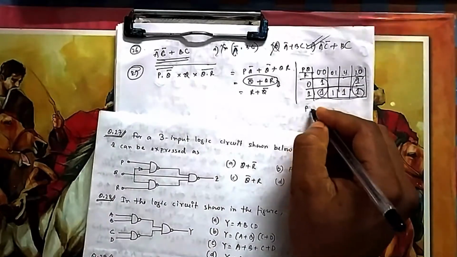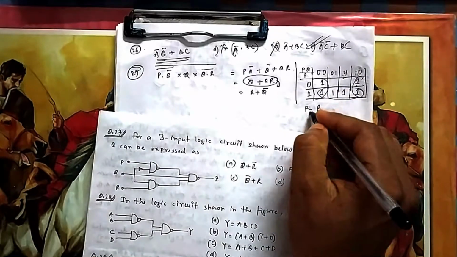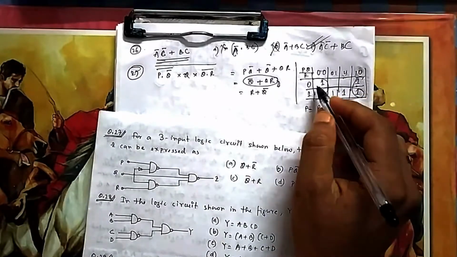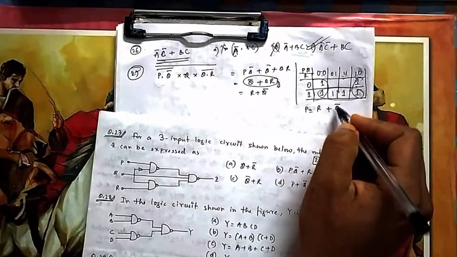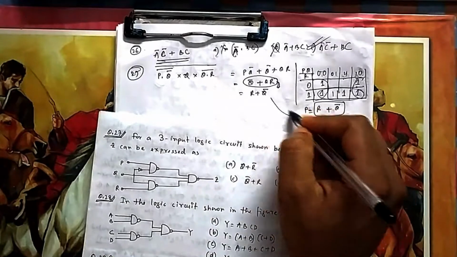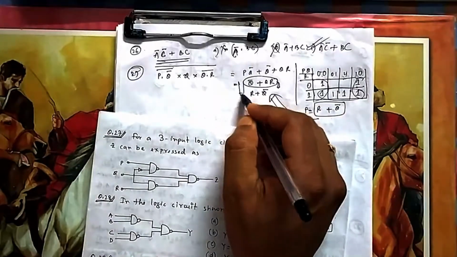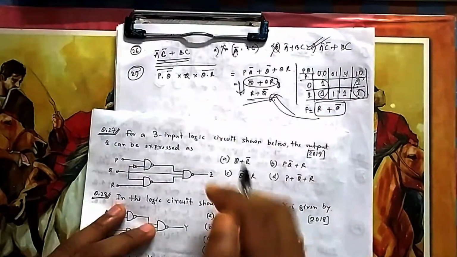So if you simplify, your F will be, if you take this quad, R is there, and if you take this quad, what is not changing? Here both are changing, and here the one not changing is Q bar. So you can see this is the simplified version. Or you can apply Boolean algebra formulas, then also you get Q bar. That is your option C.